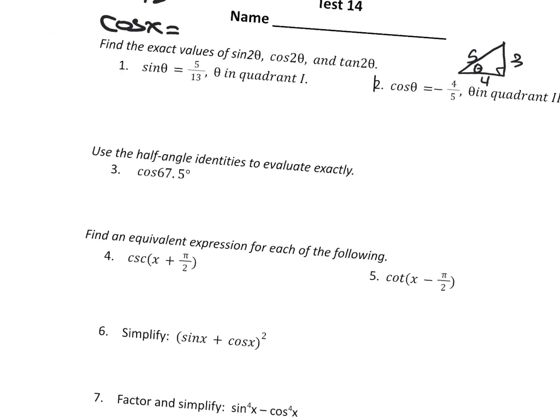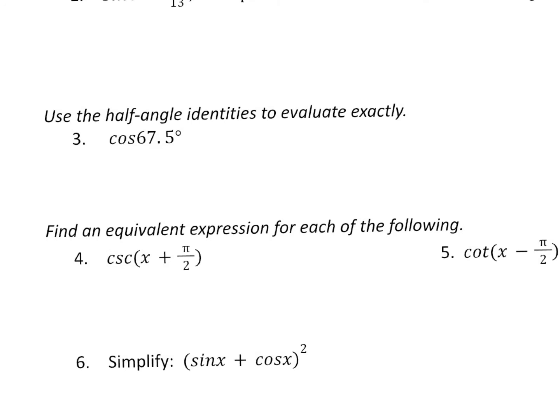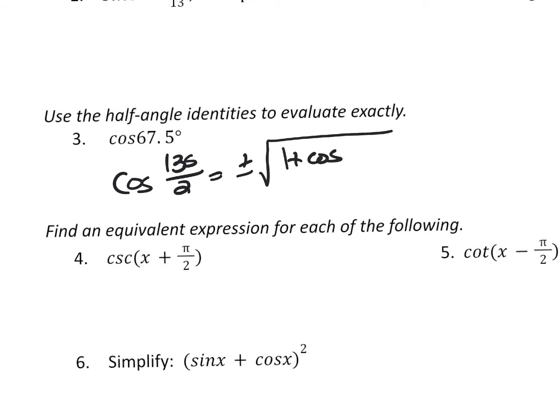All right, number 3. Use half angle to evaluate. Okay, so because we don't know cosine 67.5, what I'm going to do is I'm going to double it. And if you double 67.5, you get 135 over 2. So I'm looking for the half angle with cosine. It looks like this, plus or minus the square root of 1 plus cosine x over 2. X in this case is 135 degrees.